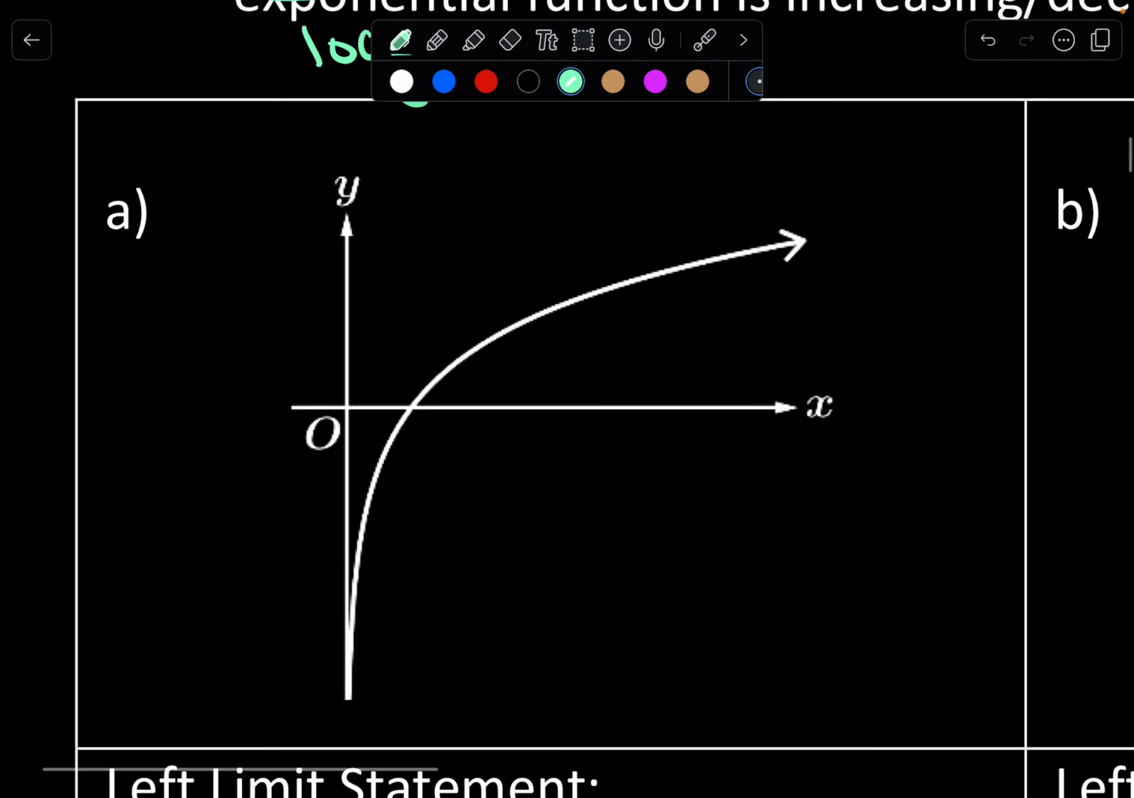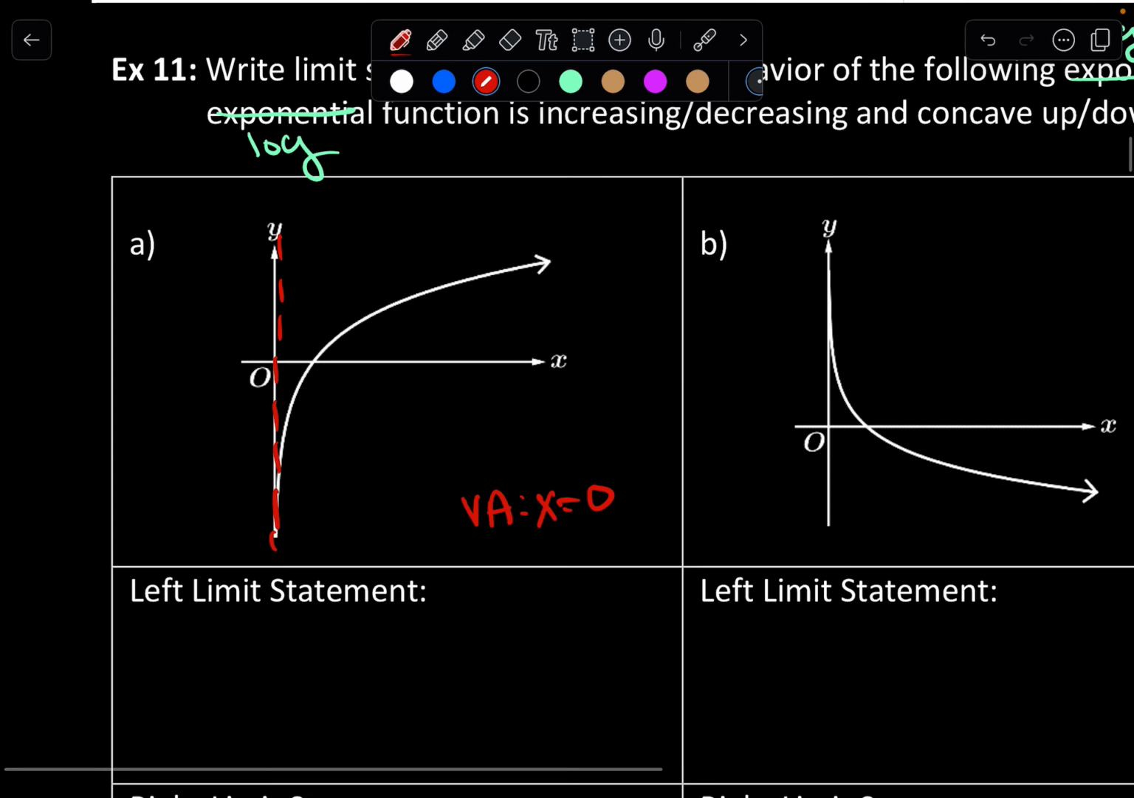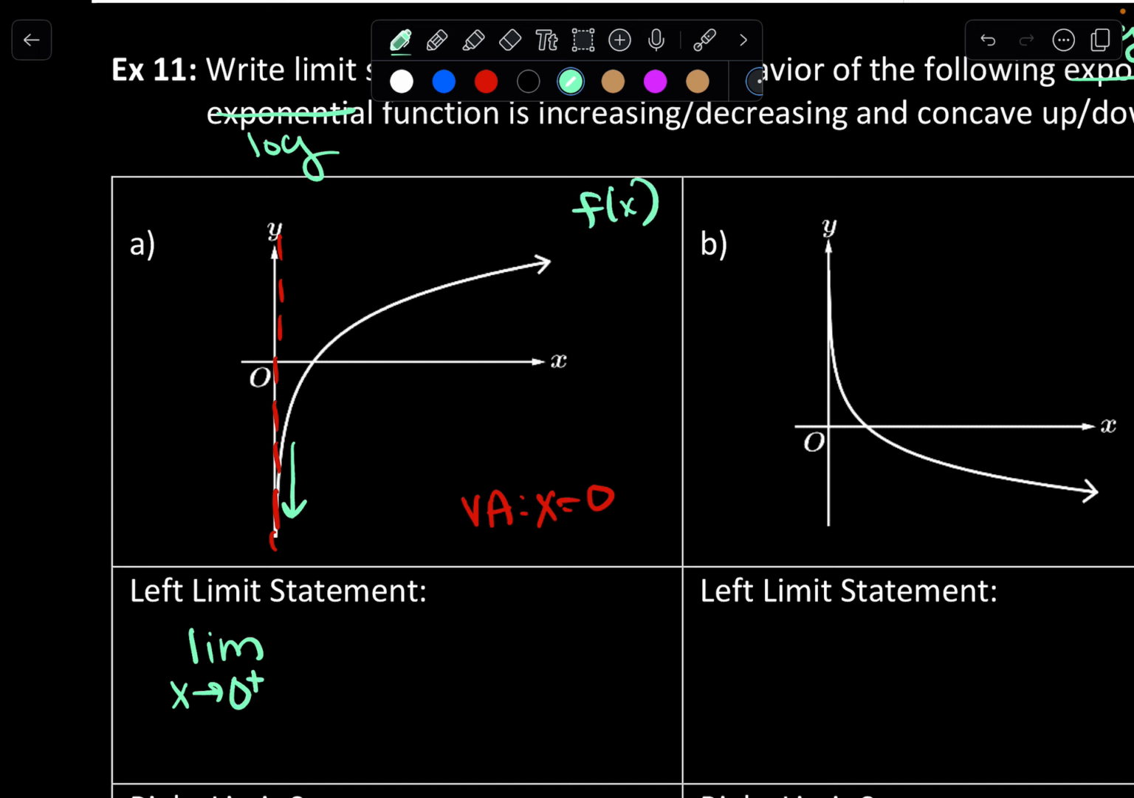Me neither. Okay, so this is a log function, and we can tell because there's a vertical asymptote. And it's going to be at x equals 0. So the left limit statement is referring to the left side of my function, and that's the side that's approaching the vertical asymptote. So the limit as x approaches 0 from the right side, we'll call this f of x. I didn't label it. And it's going down. We want to use the outputs, so it's approaching negative infinity.